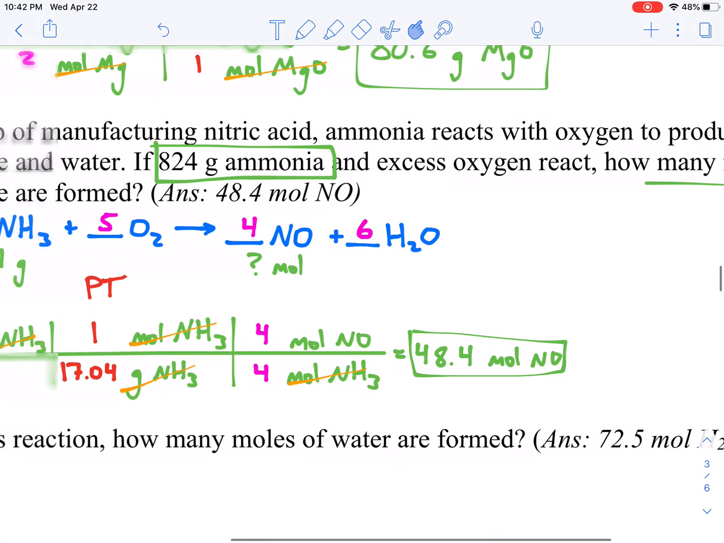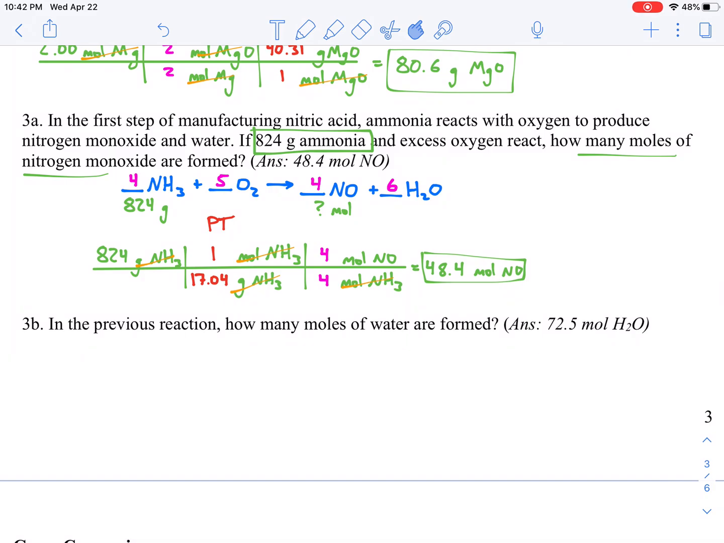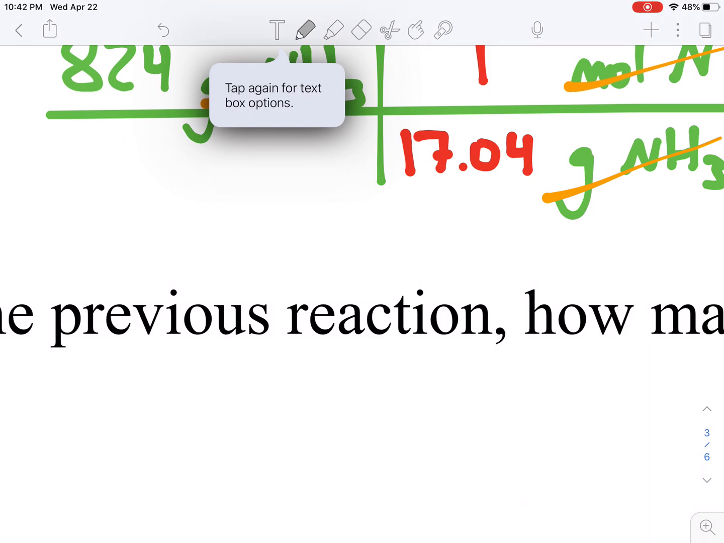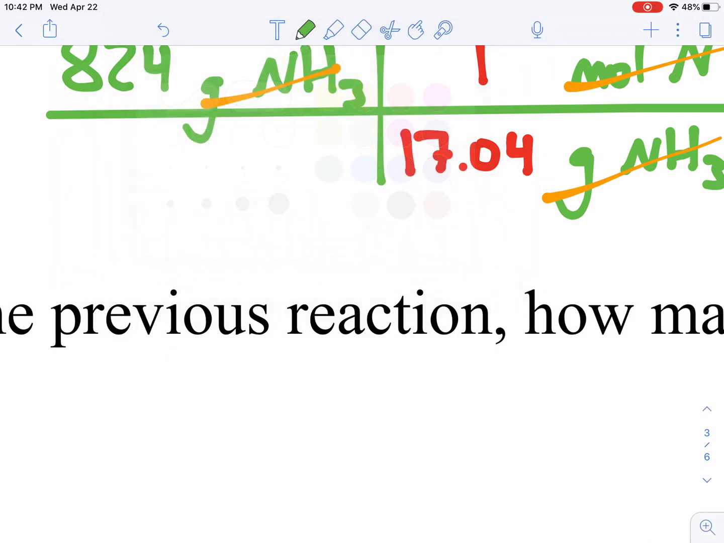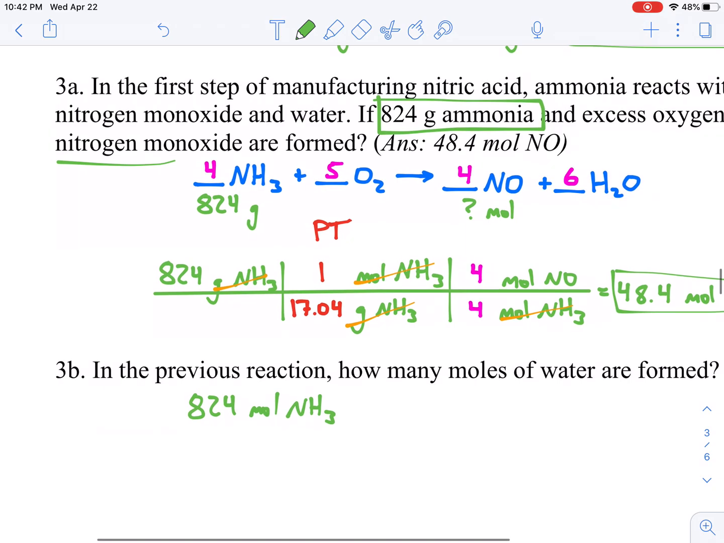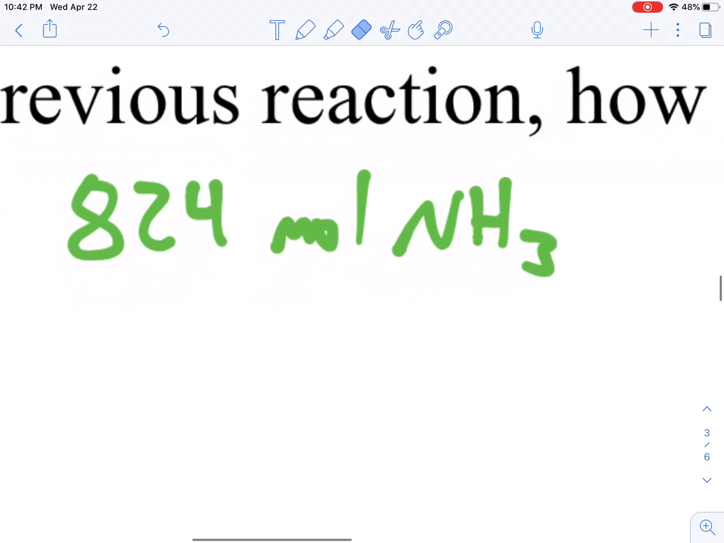And now finally in part B, it says in the previous reaction, so we're not going to rewrite that reaction, we already have it, how many moles of water are formed? So we have some options. We could start out with the 824 grams of ammonia, and we could do the exact same thing, right? Except at this stage of the game, we would convert to water instead of NO. But to save ourselves some time, we already have moles of NO, right? We just solved for that. We said it was 48.4.